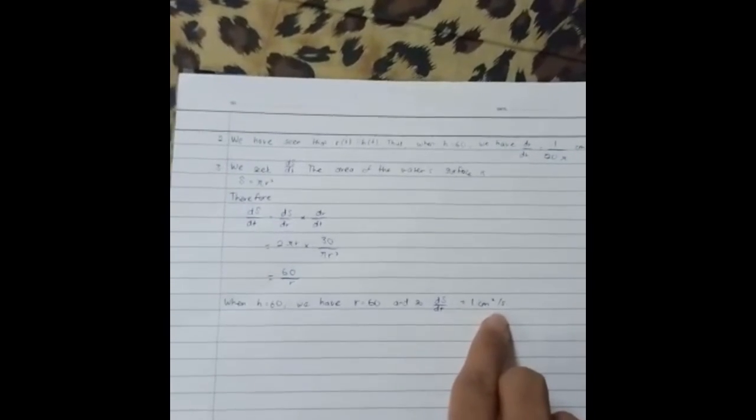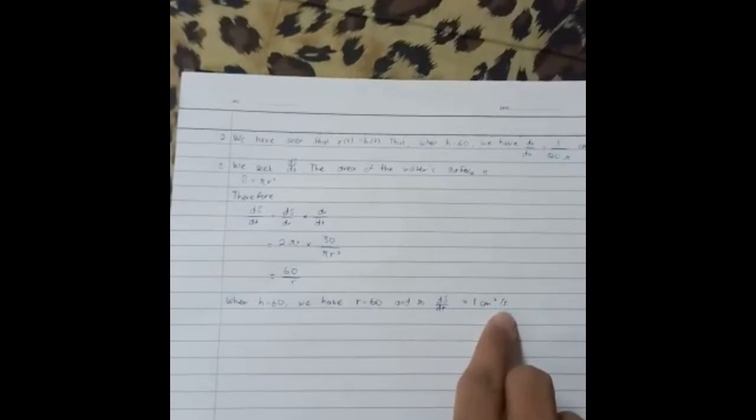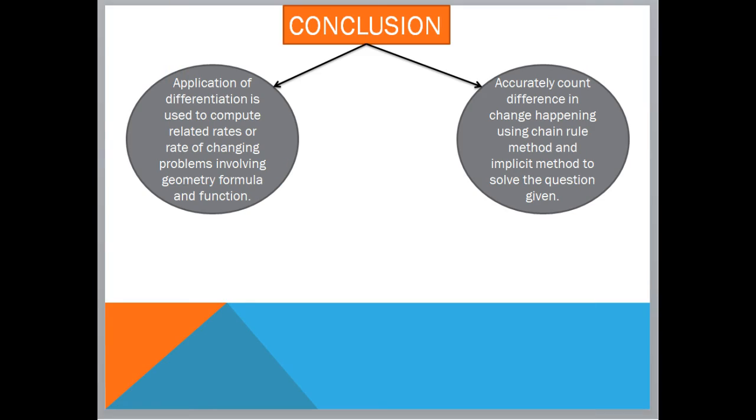square per second. The conclusion that we can get from this topic is, firstly, the application of differentiation is used to compute the related rates or rates of change problems involving geometry formula and functions. Secondly, we can accurately count the difference in change that happens using chain rule method and implicit method to solve the question given.